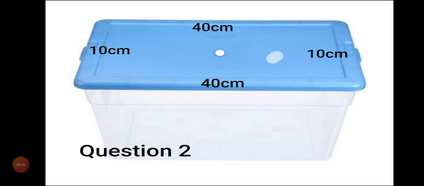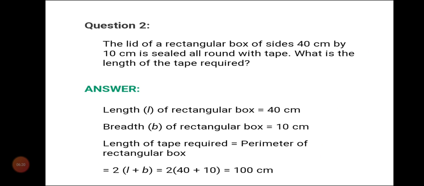And if I want to seal it with a tape, what do I have to do? I'll apply the tape on the boundary of this lid. So to get the total length of the tape, we must add all the four sides of the lid. So the length of tape required is equal to the perimeter of the rectangular box.